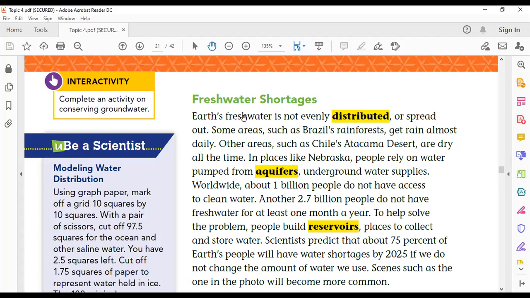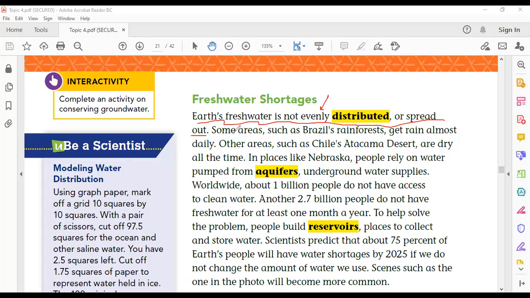So, as I mentioned, Earth's fresh water is not evenly distributed or spread out. The meaning of evenly is equally. Fresh water on Earth is not distributed equally over the Earth. Some areas of Earth, like wetlands, areas like Europe, for example, are rich in water. But in deserts, for example, there is a very little amount of water.